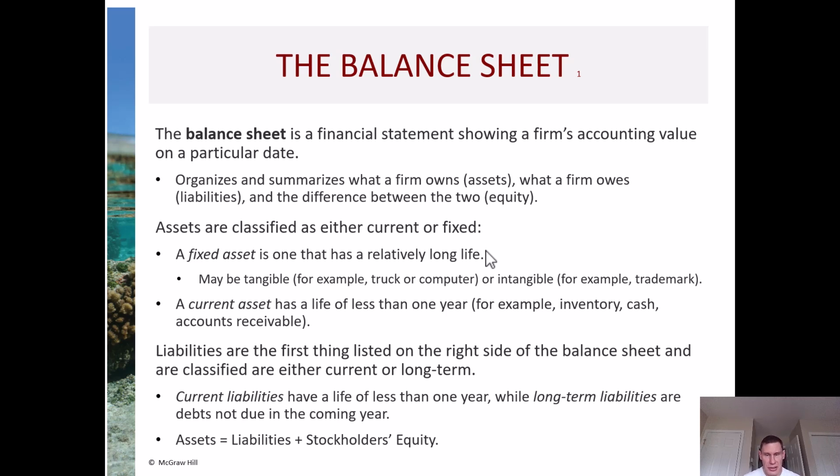Liabilities are the first thing listed on the right side of the balance sheet and are classified as either current or long term. Current liabilities have a life of less than 1 year, while long term liabilities are debts that are not due in the coming year. And I kind of alluded to this a second ago in the lecture, but the accounting equation is assets equals liabilities plus stockholders' equity. Another way you could say that is what we have equals what we owe plus what's left over.